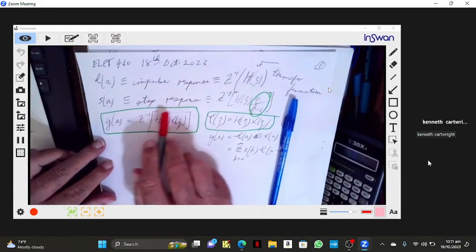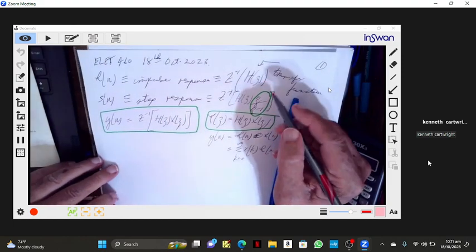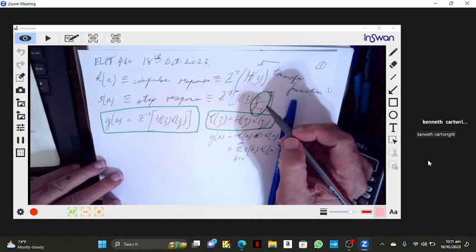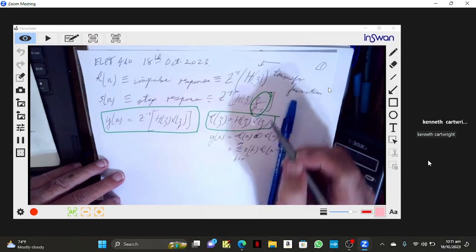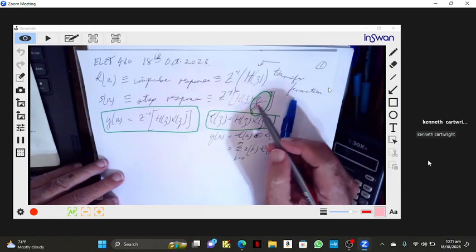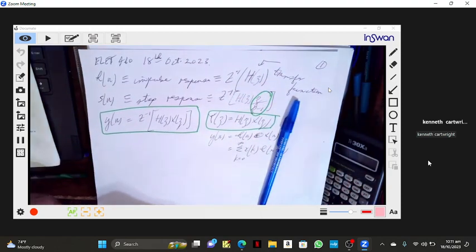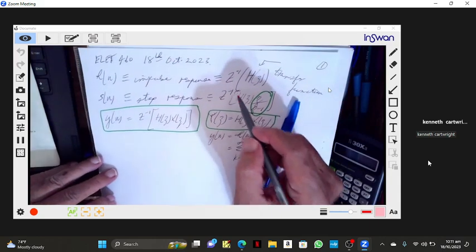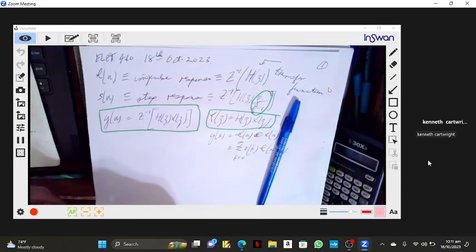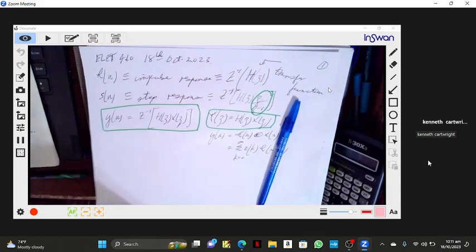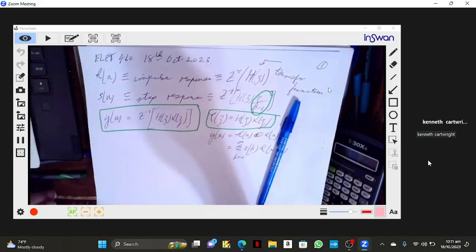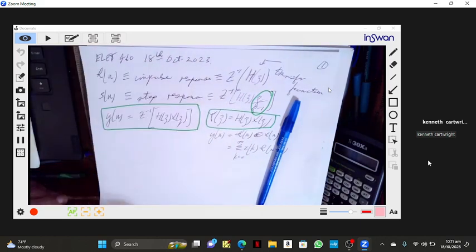What is the step response? The input is a step function, which means the z transform is z over z minus 1. You have to multiply that by the transfer function and then take the inverse z of that. So in describing all that a few minutes ago, you missed all that.